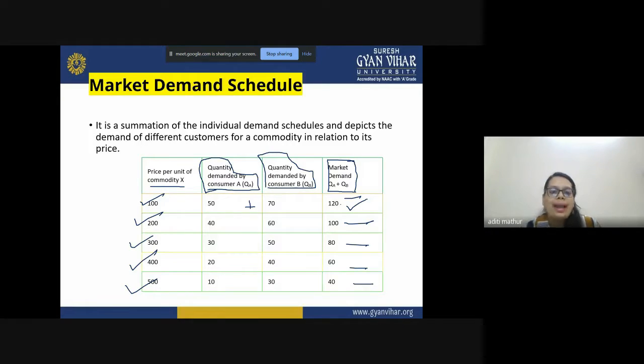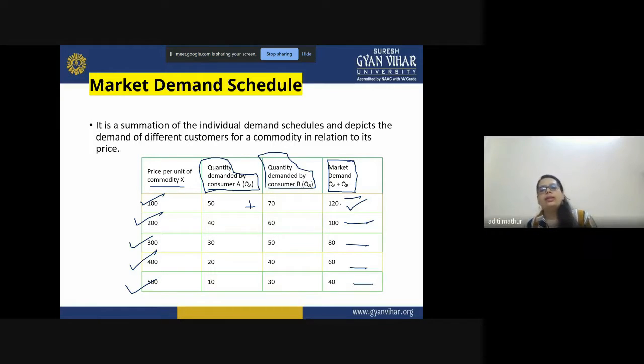And when the prices will rise to 200, our market demand will be 100 units, because 40 will be demanded by customer A and 60 will be demanded by customer B, and so on, right? So the market demand schedule refers to the summation of all the individual demands at the different prices, right?